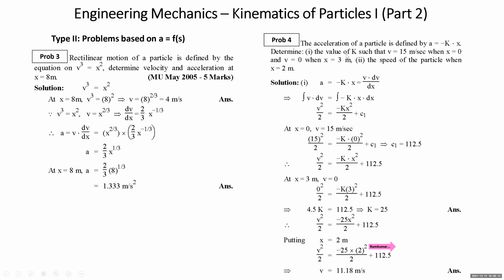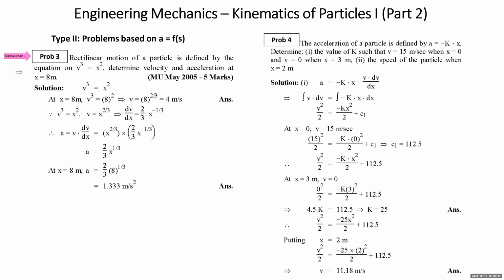Okay, now we come to the third sum of the term. Rectilinear motion of a particle is defined by the equation v cube is equal to x square. Determine the velocity and acceleration at x equal to 8.